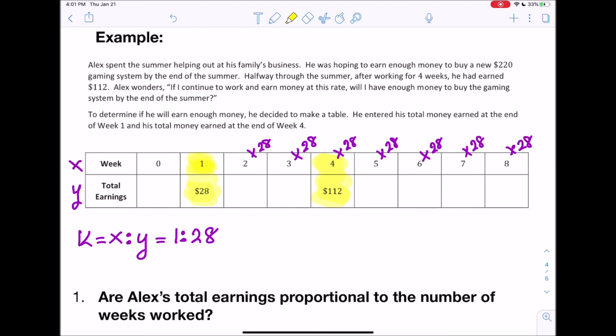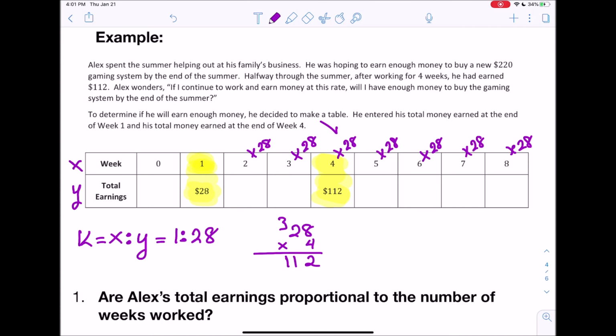Every week he makes $28. You could either do 4 times 28 and see if it equals 112, or you can do 112 divided by 4 and see if it equals 28. Either way would work. So I'm going to do 4 times 28. Actually, let me go vertical. So I have 28 times 4. That's 32, carry the 3, 4 times 2 is 8, 9, 10, 11, and lo and behold, it works. That means, yes, this table is proportional.